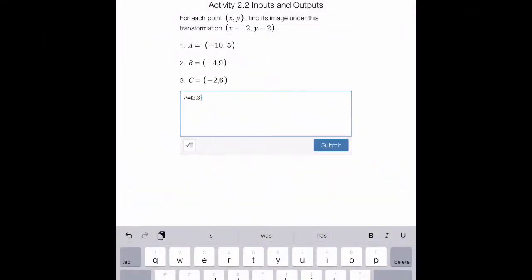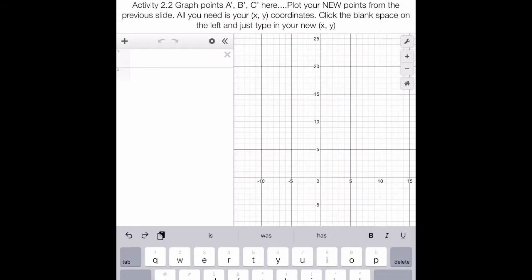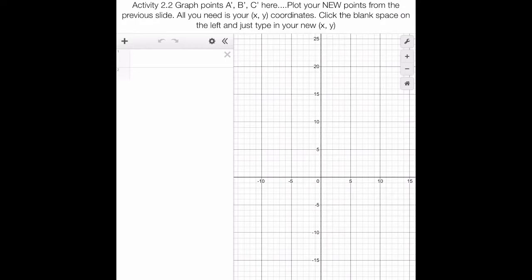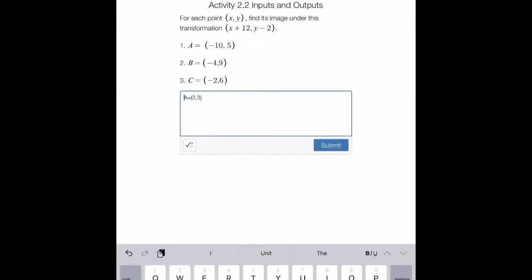All right. So by this time you should have completed A, B, and C. I'm not going to do the work for you for the other 2, but A's point was 2, 3. Now, if we hit next, it says here, activity 2.2, graph points A prime, B prime here. Plot your new points from the previous slide. All you need is your XY coordinates. Click the blank space on the left and type your new XY. Now, that actually reminds me. Let me go back for a second. This isn't A.